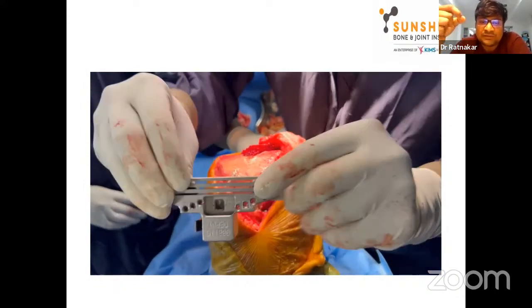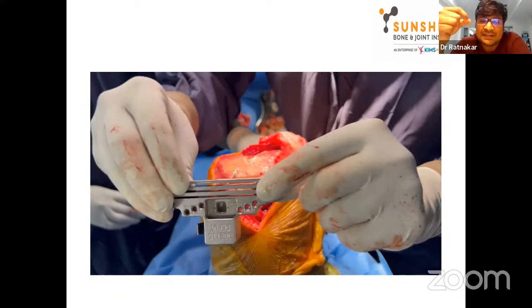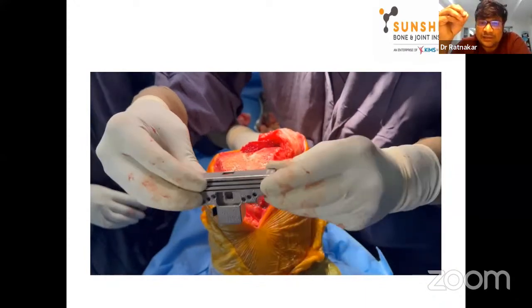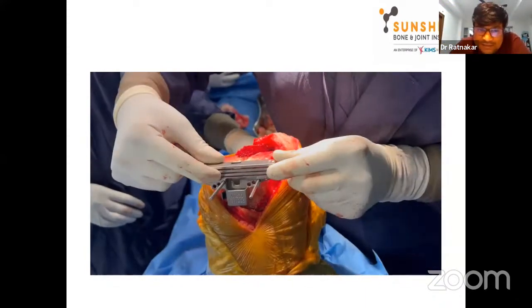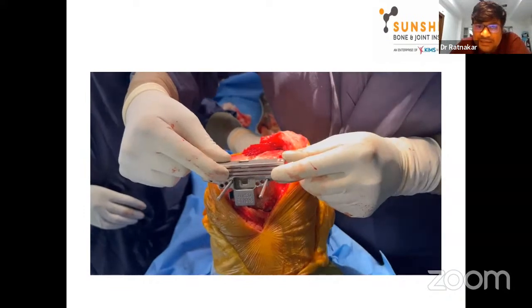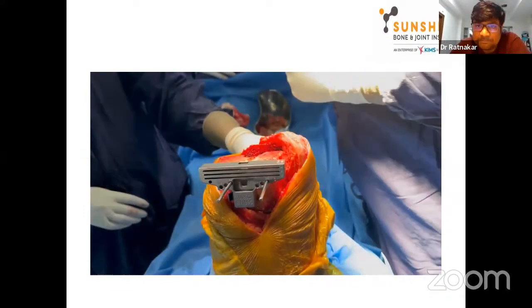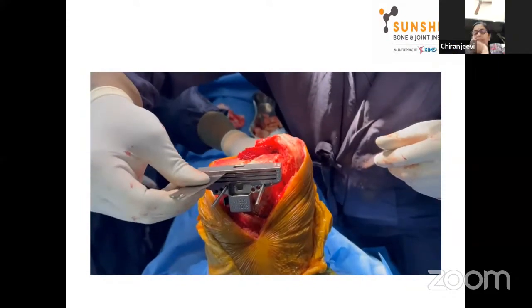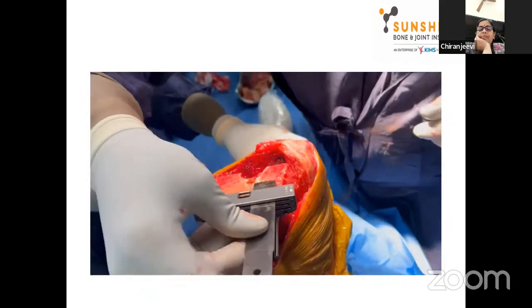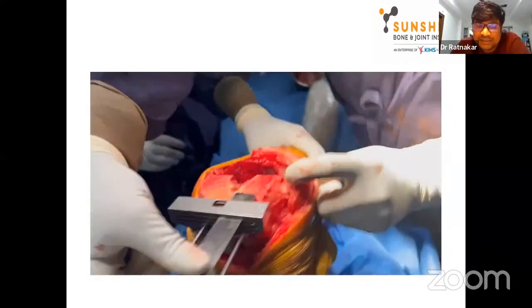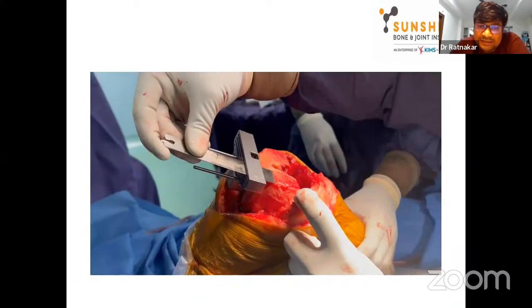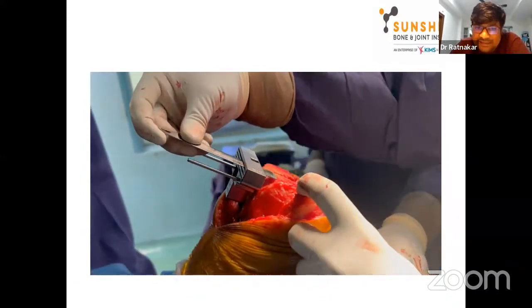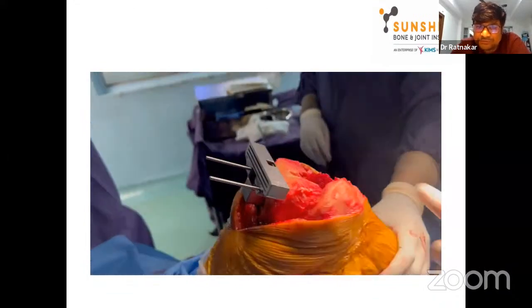Now you just remove this one and slide it distally or proximally depending on whether you want to increase or decrease your cut. So here I have taken plus 2. You can see the marking there, plus 2. So that will give you an additional 2 mm of distal femur cut. So you can see that is another 2 mm of distal femur cut, which I can take after I slide the resection block.